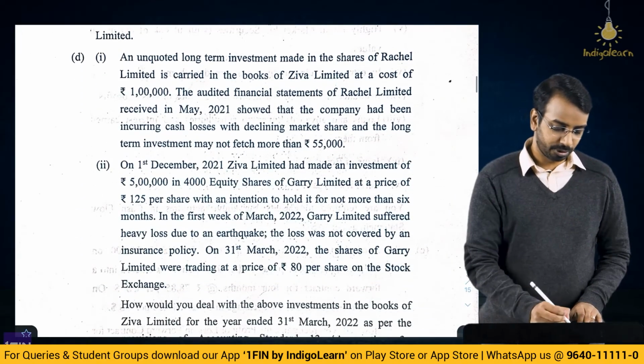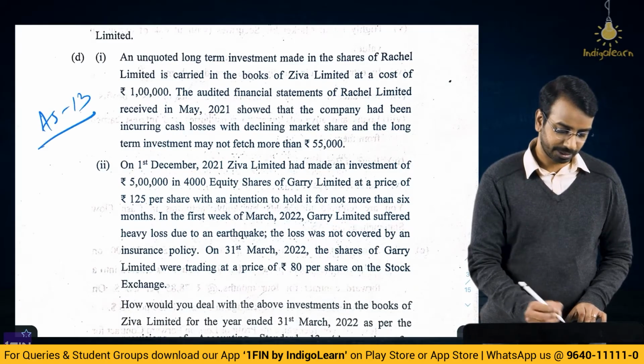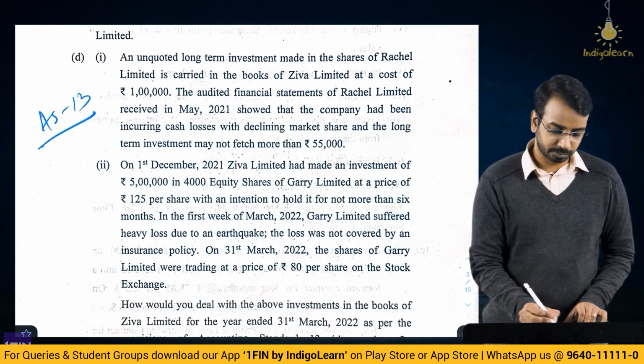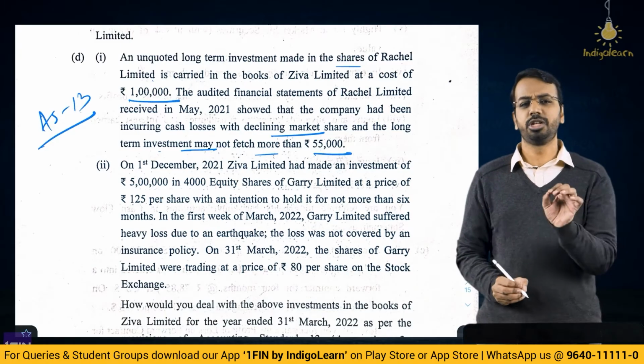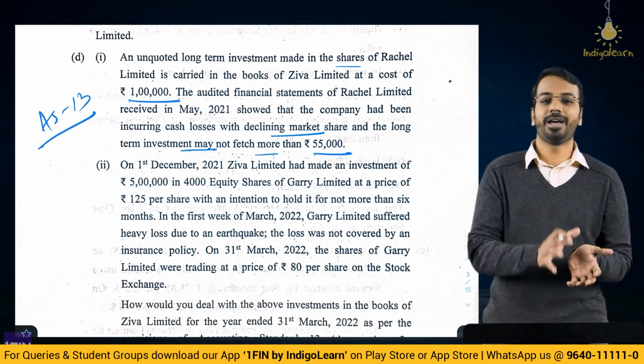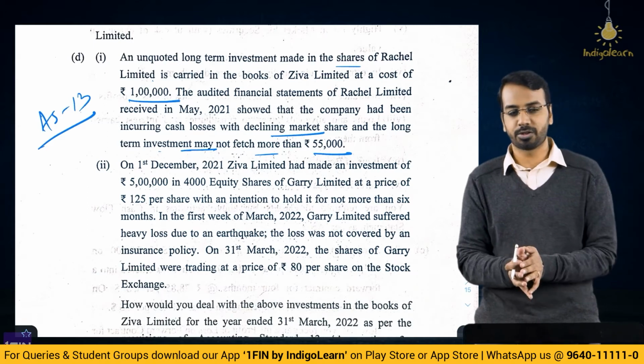Then coming to investments, AS 13. So they have said, okay, there are long-term investments made and it is recorded at cost of so much, and there is a declining market share and the long-term investments may not fetch more than 55,000. So you need to explain the general principle. How do you value current investments? How do you value long-term investments?